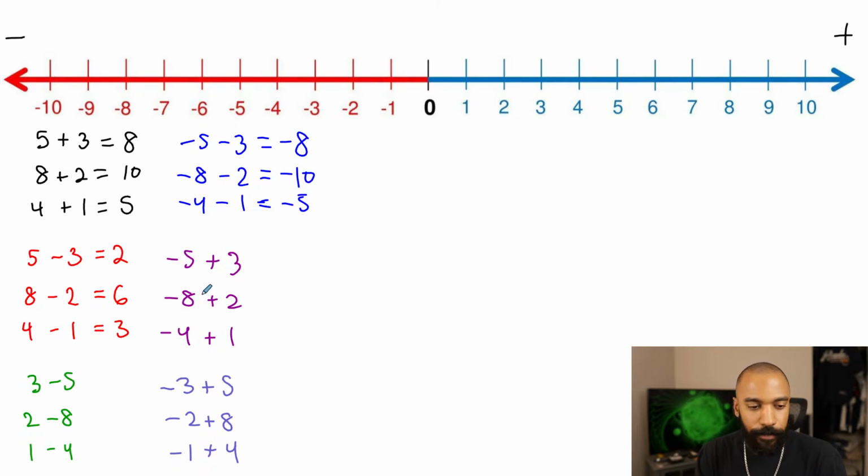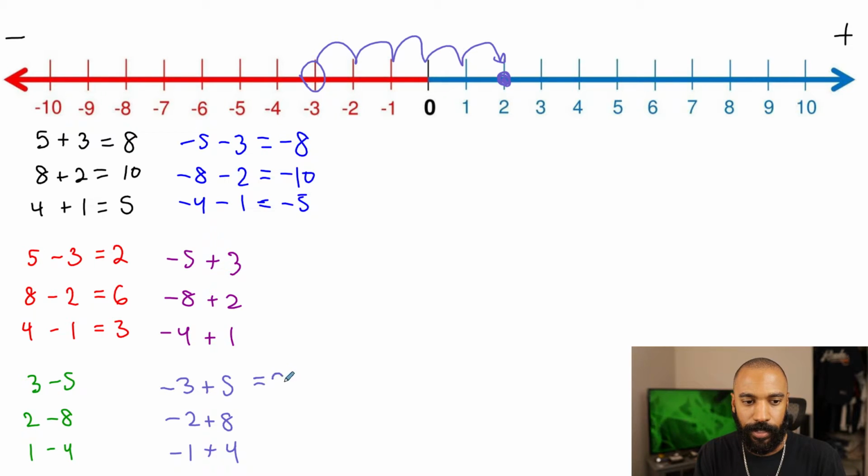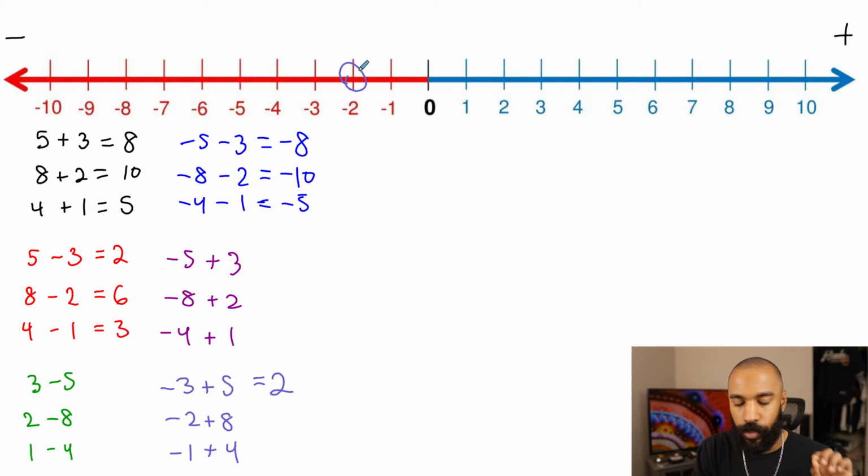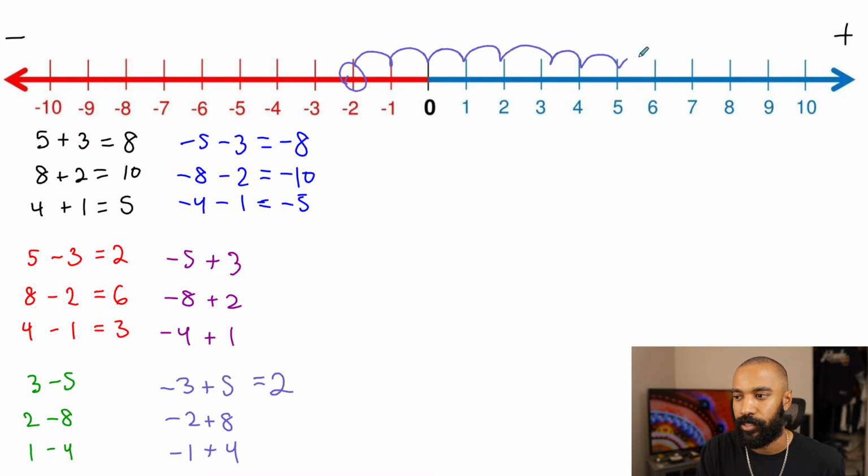Okay, negative 3 plus 5. Let's go ahead and look at what it does on a number line. Start at negative 3, which is left, and you go right 5 because they say plus. 1, 2, 3, 4, 5. So this gives me, boom, 2. Negative 3 plus 5 is 2. Negative 2 plus 8, we start at negative 2, and we go 8 to the right, because plus is right. 1, 2, 3, 4, 5, 6, 7, 8.